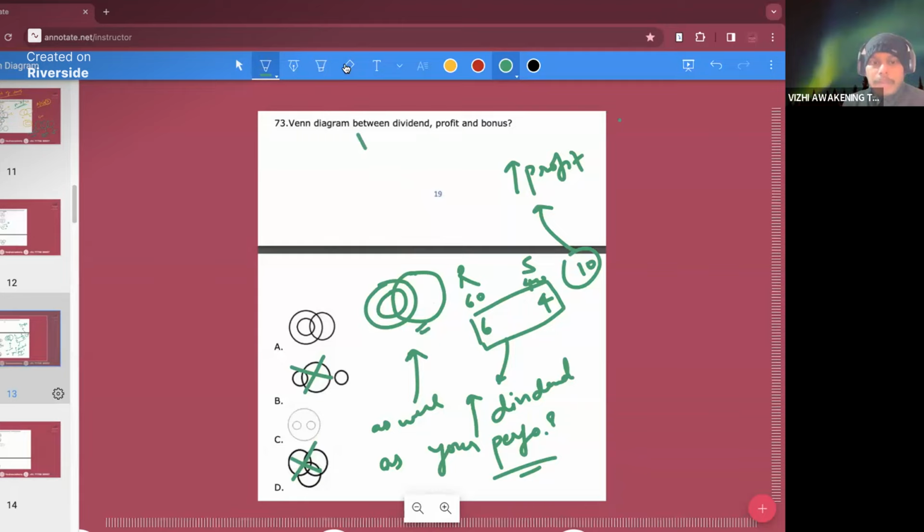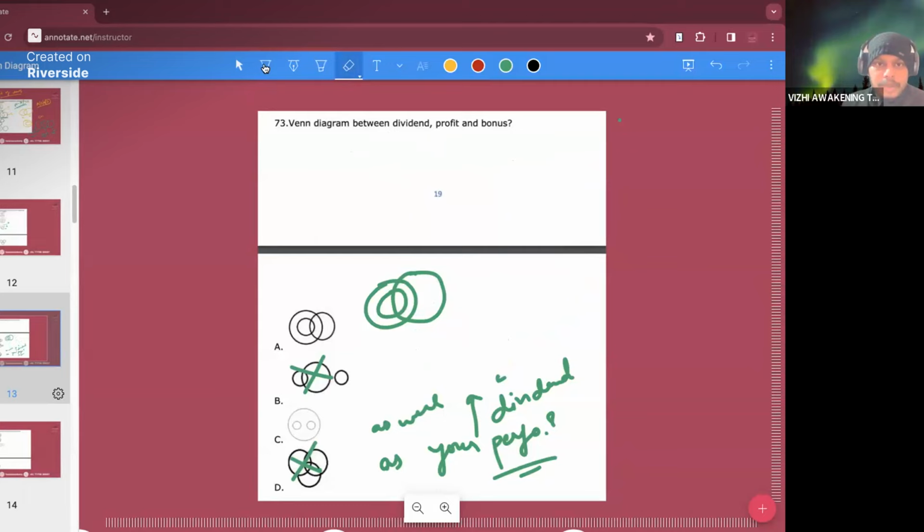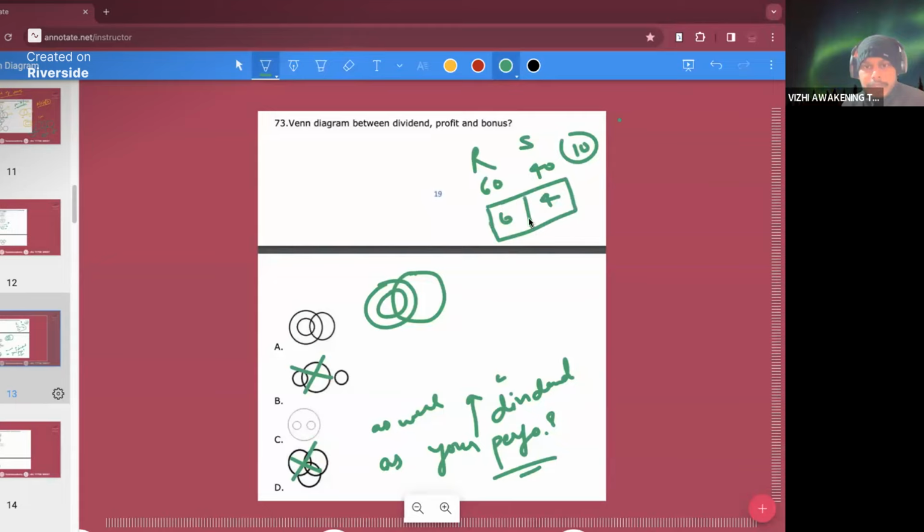I'm damn sure A and B are not your answers. No, I couldn't relate dividend and bonus. How is it related? So, what did I tell you? Ram and Shyam are two people. They invested money in the ratio of 60-40, 100 rupees, and they got a profit of 10 rupees. So how much share will be there for each of them? 6 rupees and 4 rupees. Yes, sir. So this is your dividend. 6 and 4 is the dividend for each of these two.